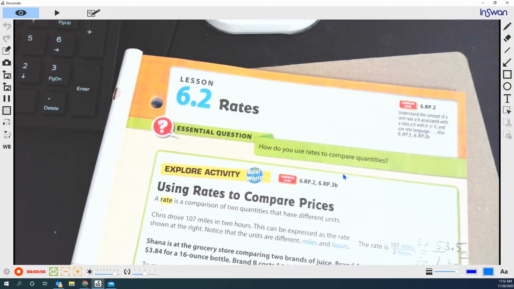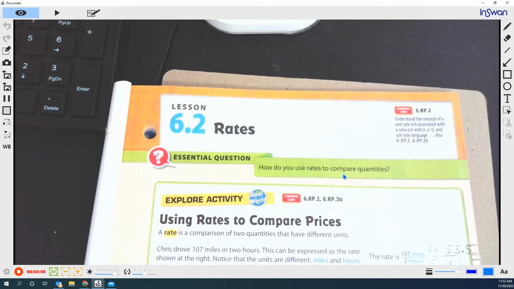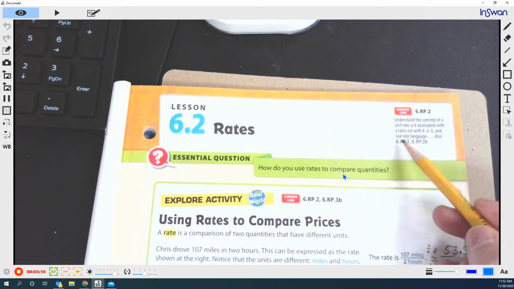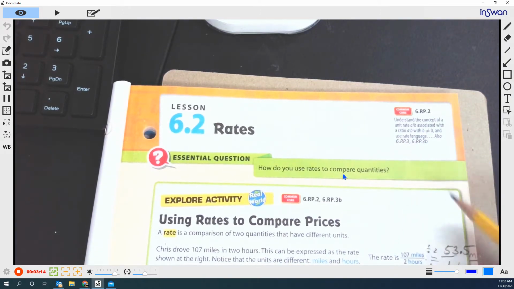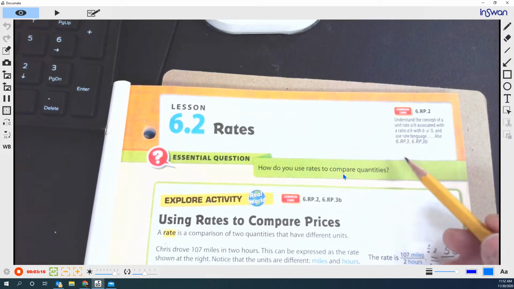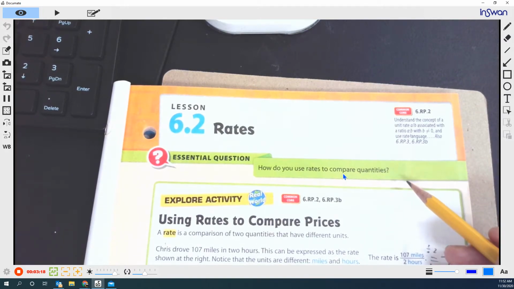Okay, beautiful people, we are going to continue on with our RP standards, and we're going to look at 6.RP.2, where we're talking about rates and understanding the concept of a rate as being A over B associated with the ratio A to B, where B cannot equal 0.